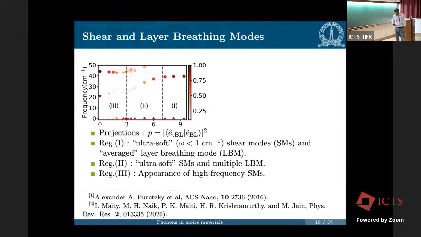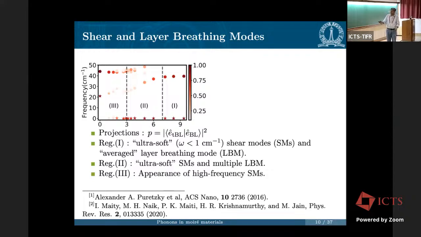Now, if you want to do this for, let's say, MoSe2 as a function of angle, you start seeing something quite interesting. So this is a busy slide. Let me take you through this. Essentially, what we've done is we've calculated the full phonon spectrum. And the phonon spectrum, as you might expect, is a mess.